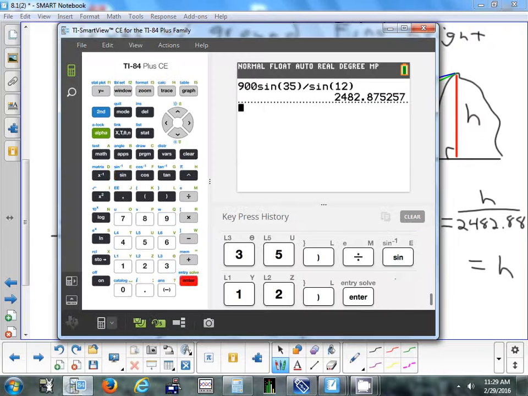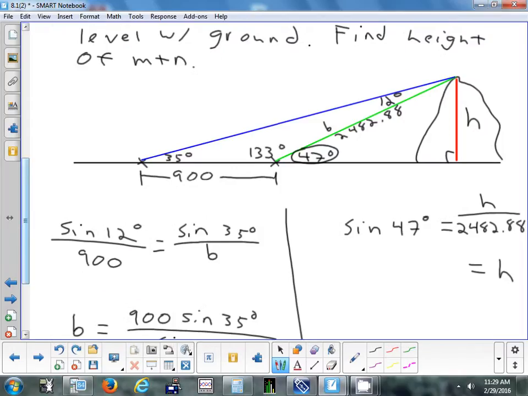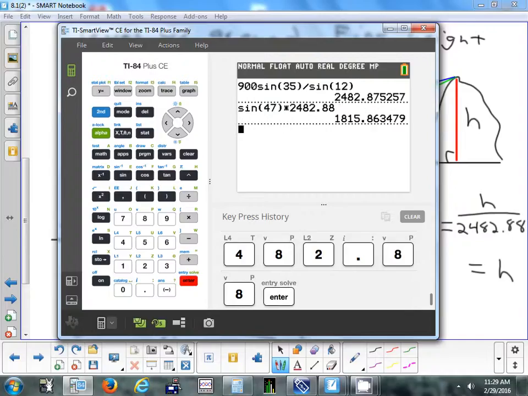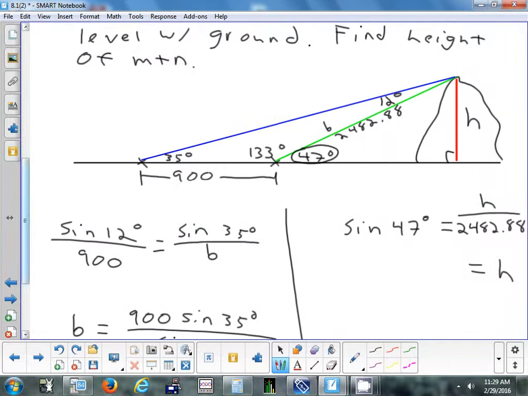Okay, so the height is going to be sine of 47. And then what am I going to do with the 2482? Multiply. So times 2482.88. Okay, so the height is 1,815, we'll say 0.9 meters.